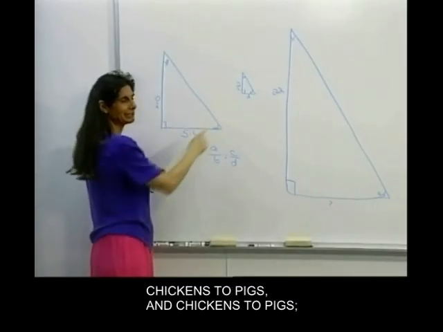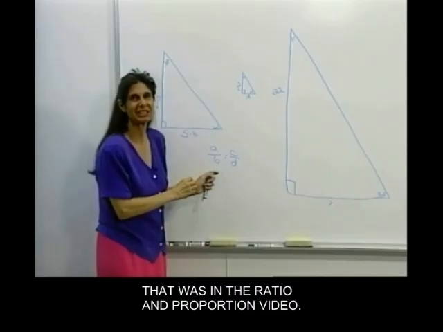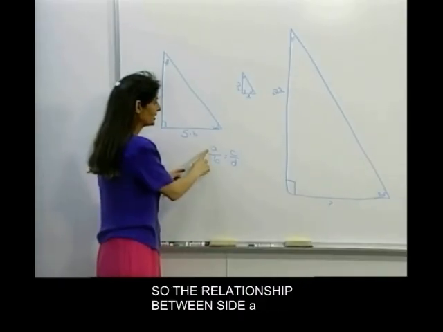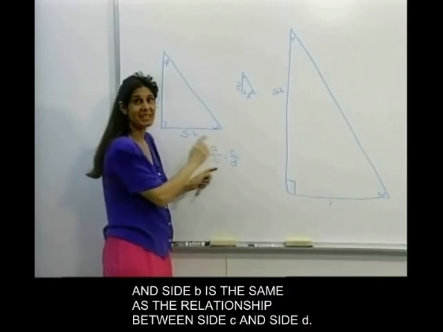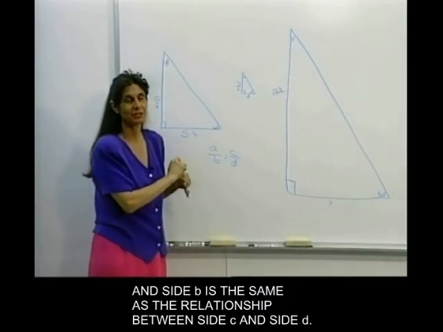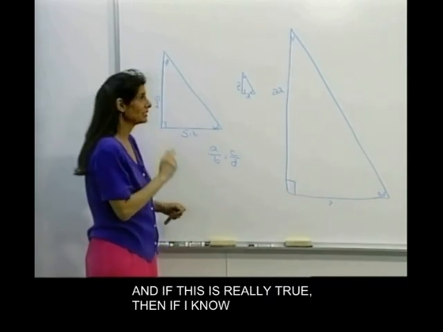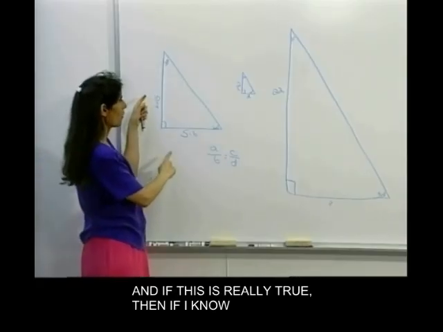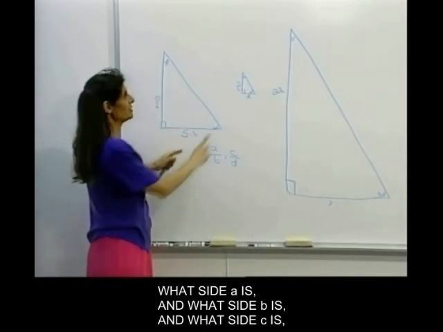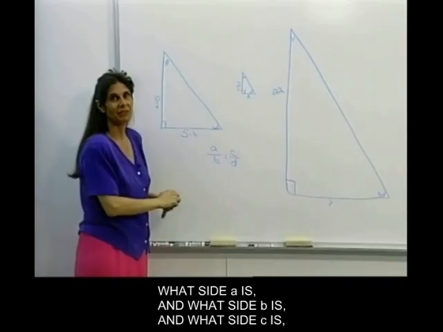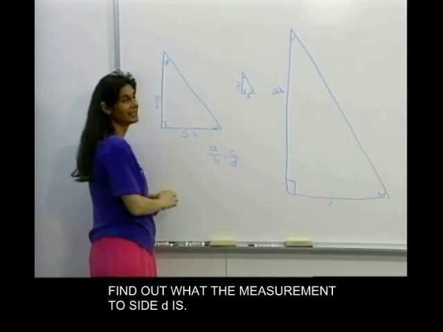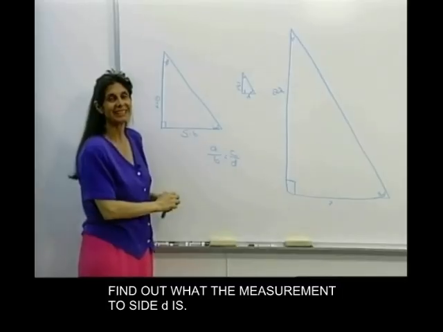Chickens to pigs and chickens to pigs. That was in the ratio and proportion video. So the relationship between side A and side B is the same as the relationship between side C and side D. And if this is really true, then if I know what side A is and what side B is and what side C is, well then guess what? I can easily find out what the measurement to side D is.